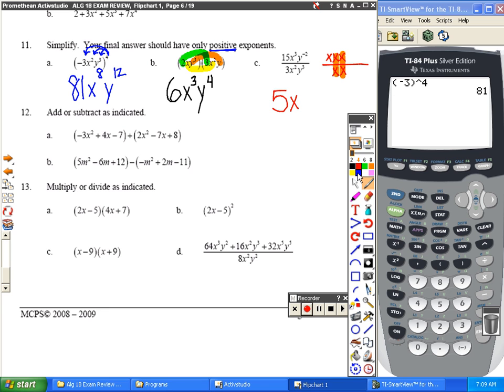The y's are a little trickier. The y's have a -2, which means that they should actually be on the bottom. So you should actually end up with y to the 5th power on the bottom, because you had 3 on the bottom and now you have 2 more on the bottom. So this is your answer for C.